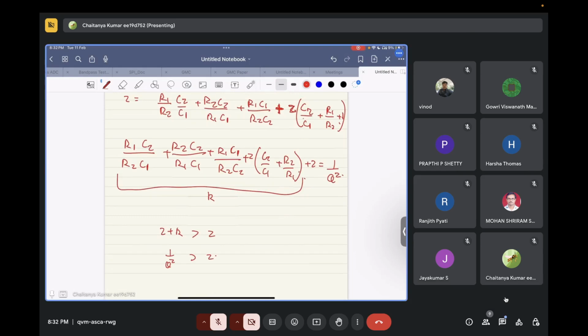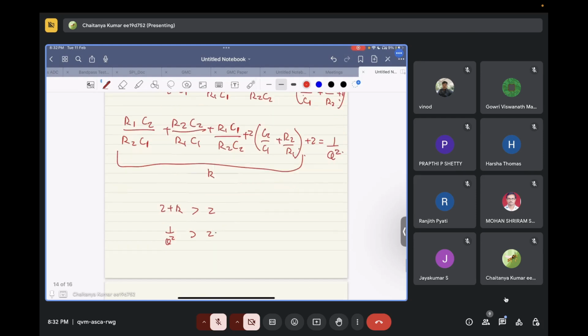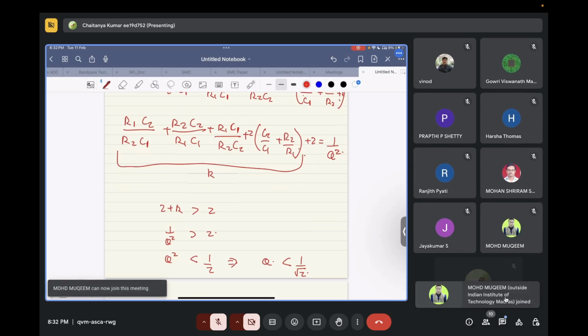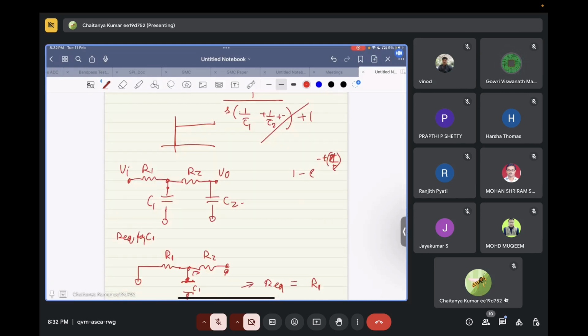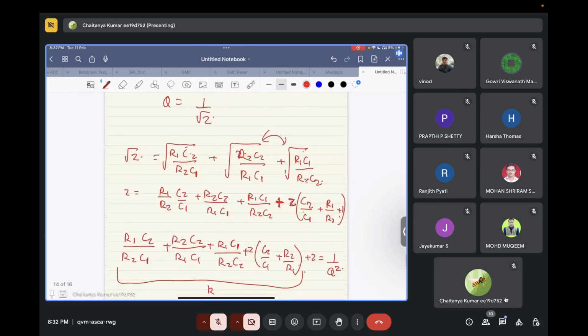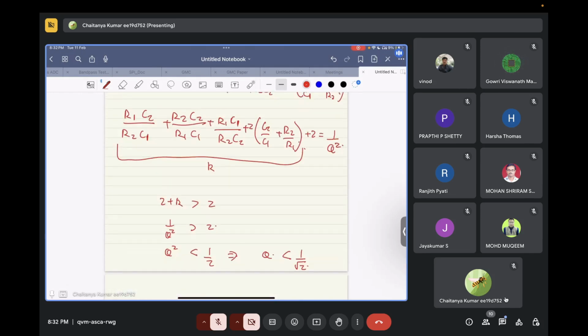be greater than 2. And if that is the case, Q square is less than 1 by 2. That means Q is less than 1 by square root 2. Is this clear? So this circuit, no matter what combination of resistors and capacitors you take, cannot give you a quality factor greater than 1 by square root 2.